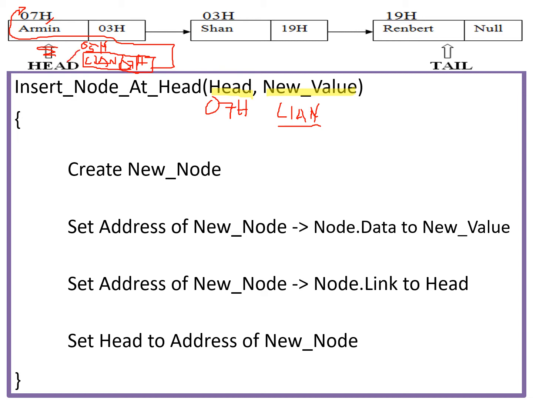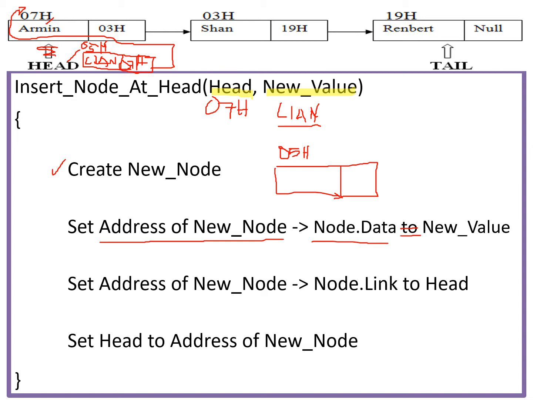Ito po yung kanyang process. So, first, we're going to create a new node. Yung previous na diniscuss ko ay ito yung mano-mano. Tingnan natin kung magtutugma yung gagawin natin. So, we're going to create a new node. Let us say the address is 05H. Address of new node is 05H. After that, we're going to set the address of new node referencing to node.data to new value.